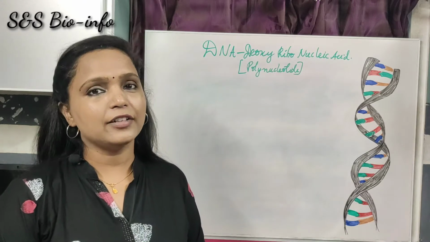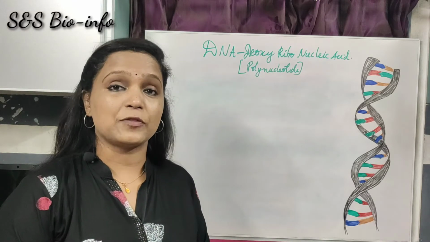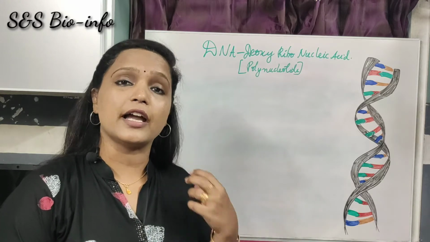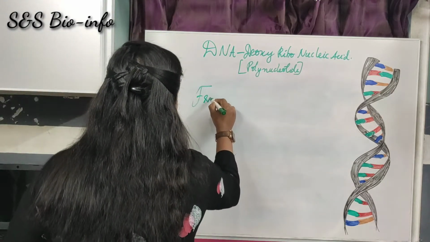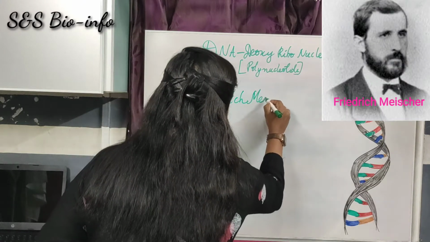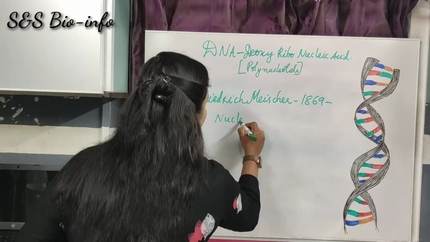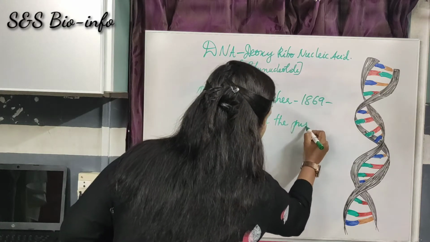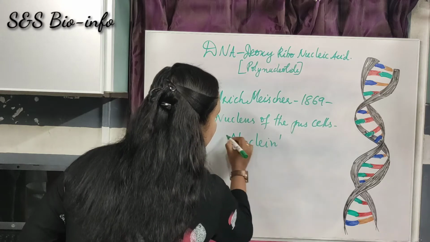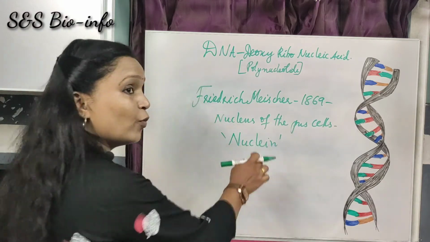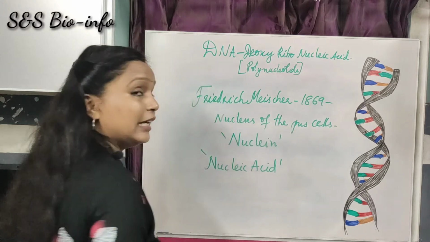Before I begin with the salient features of the DNA, I have to share with you the historical background of DNA. DNA, as an acidic substance present in the nucleus of the pus cells, was first isolated and identified by Frederick Miescher in 1869. He isolated the acidic substance from the nucleus of the pus cells, and he named it nuclein. Later, the acidic substance was renamed as nucleic acid by Altman in 1889.